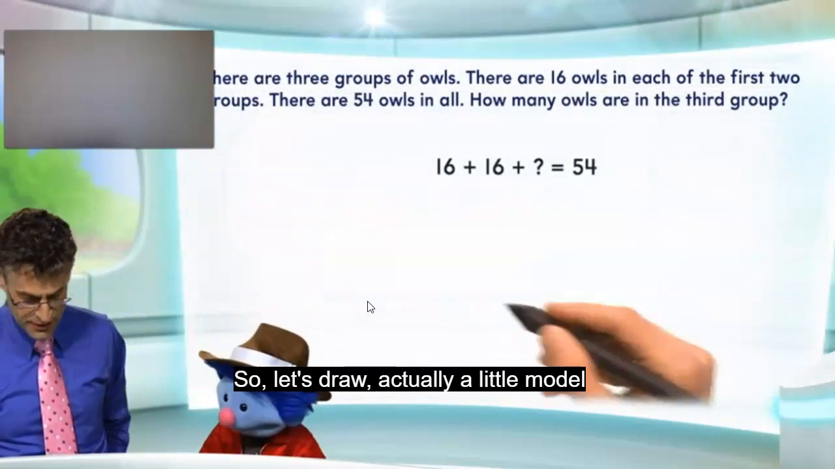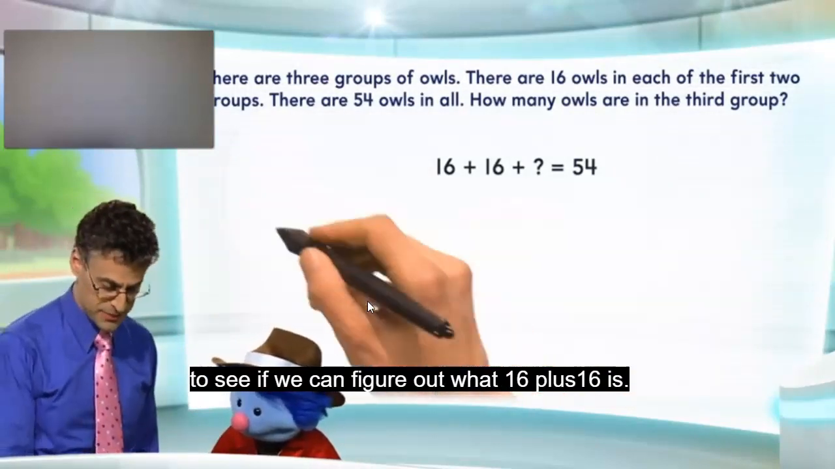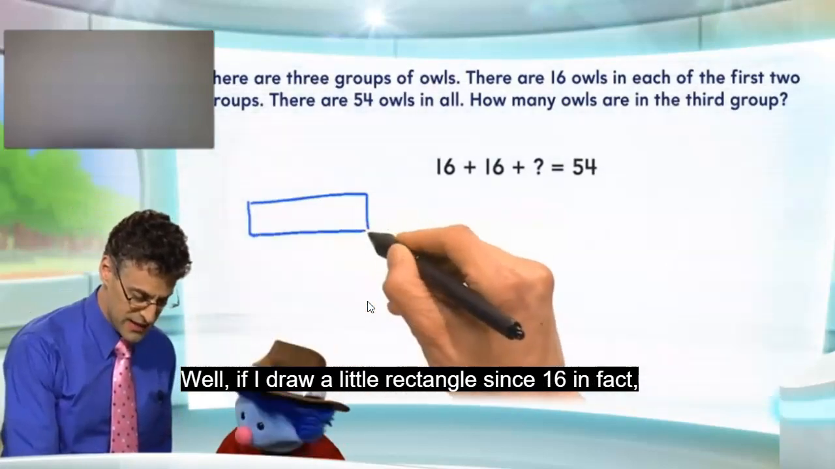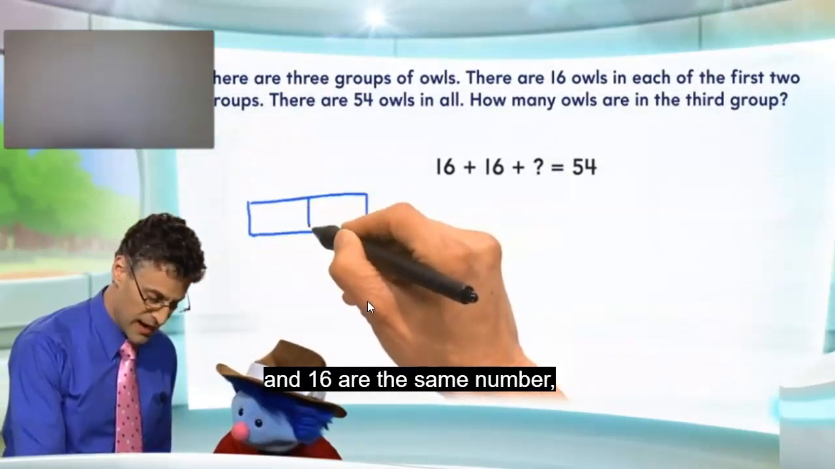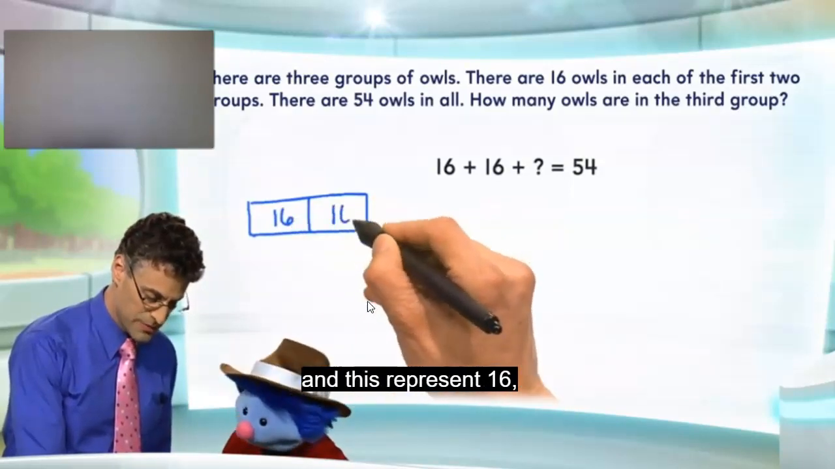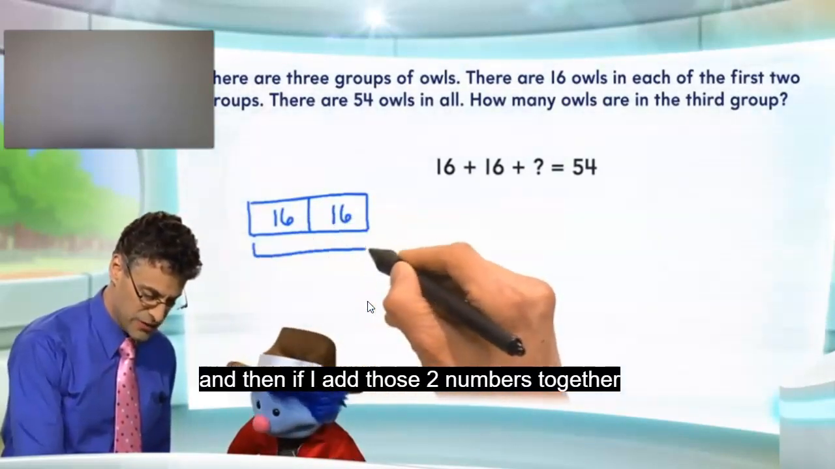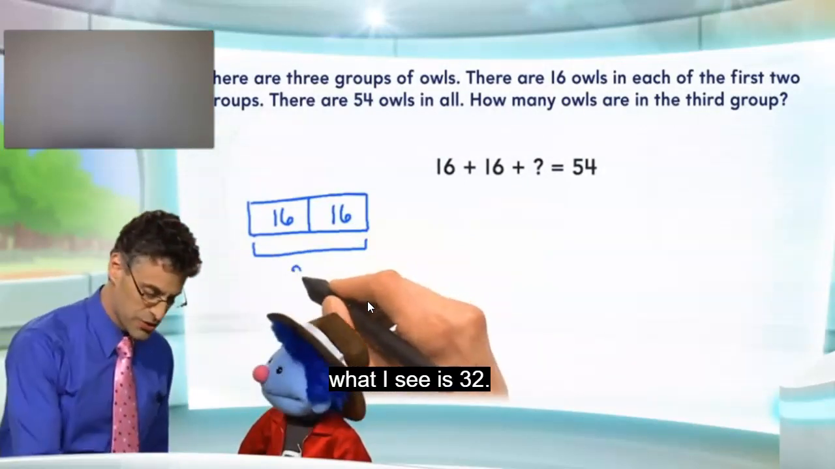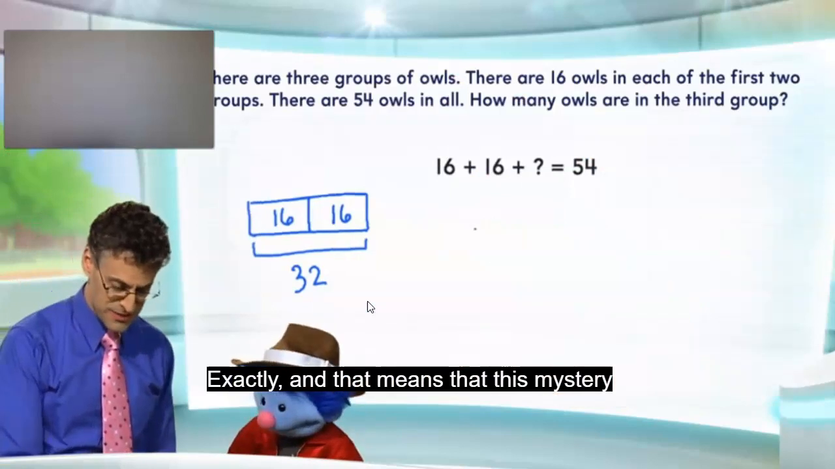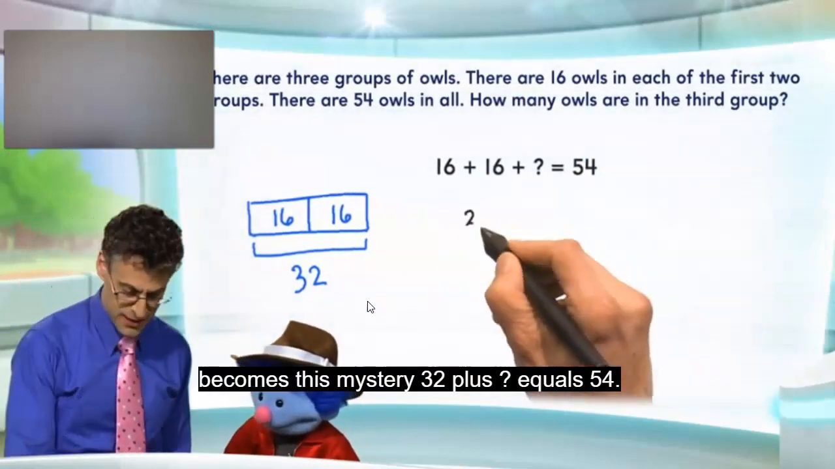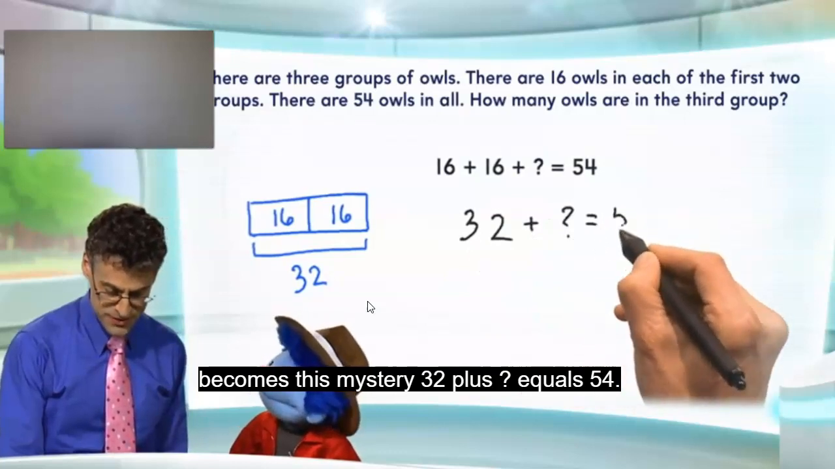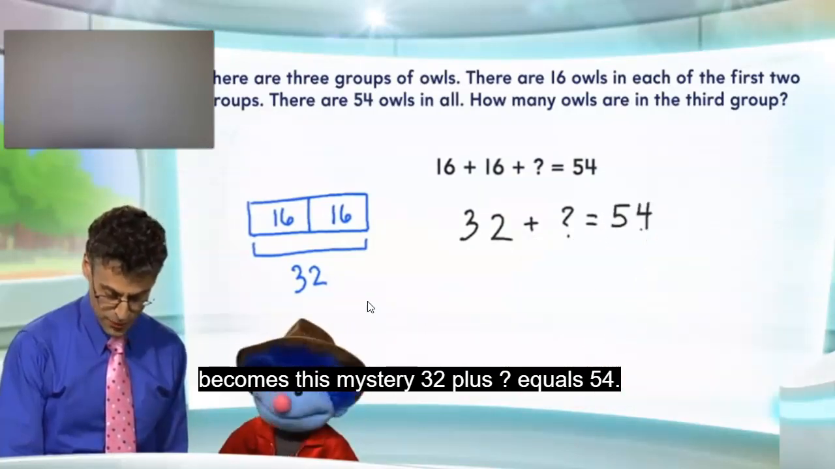Okay, so let's draw a little model to see if we can figure out what 16 plus 16 is. Well, if I draw a little rectangle, since 16 and 16 are the same number, I could cut the rectangle right in half and have this represent 16, and this represents 16, and then if I add those two numbers together, what I see is 32. 32. Exactly, and that means that this mystery becomes this mystery. 32 plus question mark equals 54.